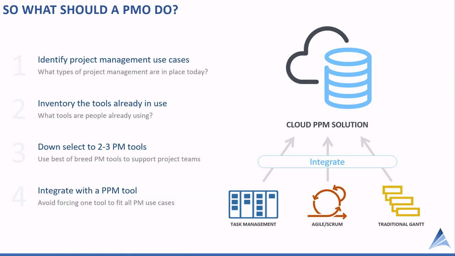Take the inventory of the tools already in use. That would be a good starting point. There is a possibility that some people may have to migrate off of an existing solution, but I think the key is identify the use cases. Once you've identified those use cases, you've got an inventory of the tools already in use, you could down select to 2 to 3 solutions or tools using the best of breed project management tools to support the project teams. Again, you may only need one, but in a lot of organizations, 2 to 3 tools might be needed to support the different types of project management going on.